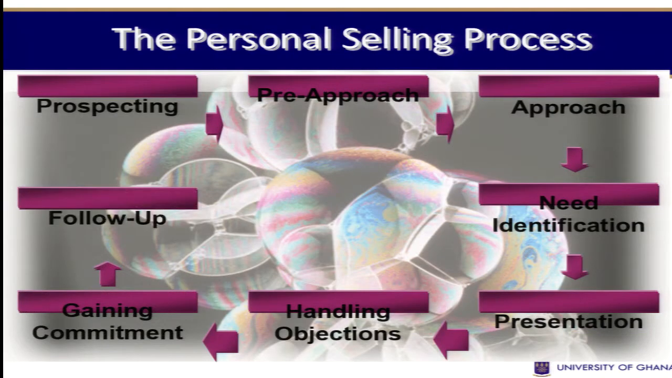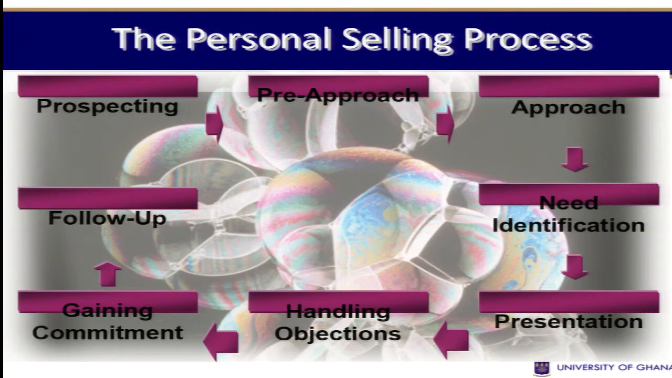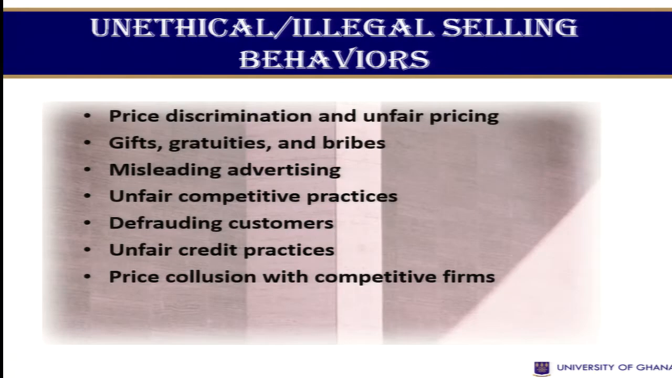Jump ahead and look at the personal selling process. There are certain steps you must go through when you are doing the personal selling process. The starting point is to do prospecting. From prospecting, move on to a pre-approach. Jump to an approach, do a need identification, do a presentation, handle potential conflicts, gain commitment from customers, and follow up on your activities. These are the steps in the personal selling process.